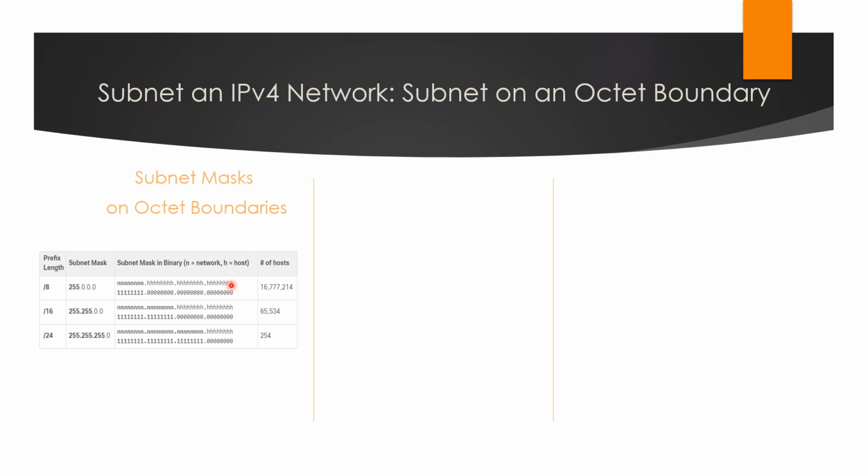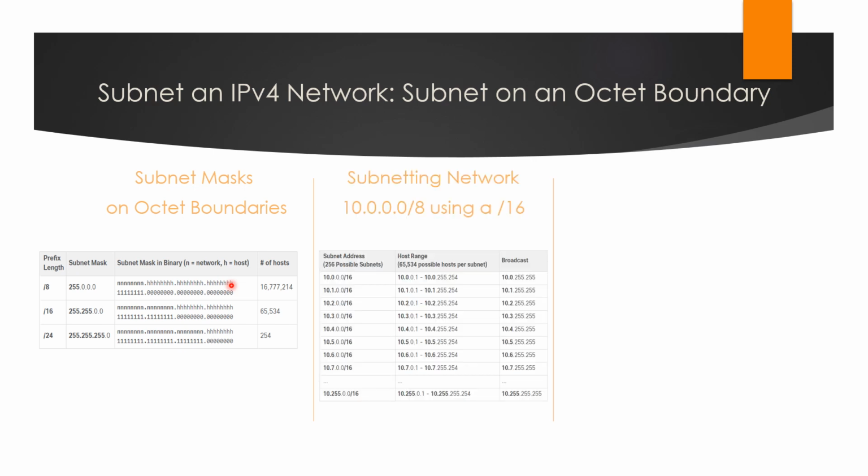The enterprise could further subnet the 10.0.0.0/8 address at the octet boundary of /16, as it is shown here. You can understand that by going from /8 to /16, you are going from this subnet mask to this subnet mask, and it means that you are borrowing this octet from the host portion to create subnets.